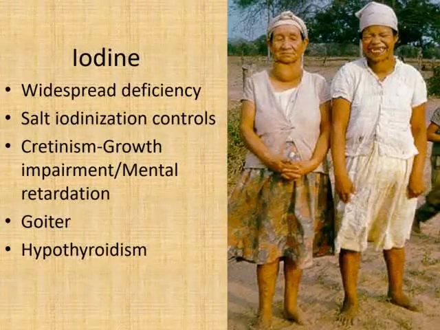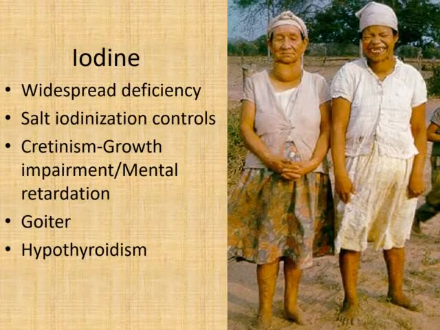Now, iodine deficiency, widespread, used to be huge in the Great Lakes region of our country. And I am from Wisconsin. My mother and her family grew up in the Lake Superior region. All of my mother and all of her sisters had goiters because they lived in that part of the world. We don't see it anymore because our salt is iodized. And we also don't see cretinism, growth impairment, and mental retardation because of iodine deficiency.